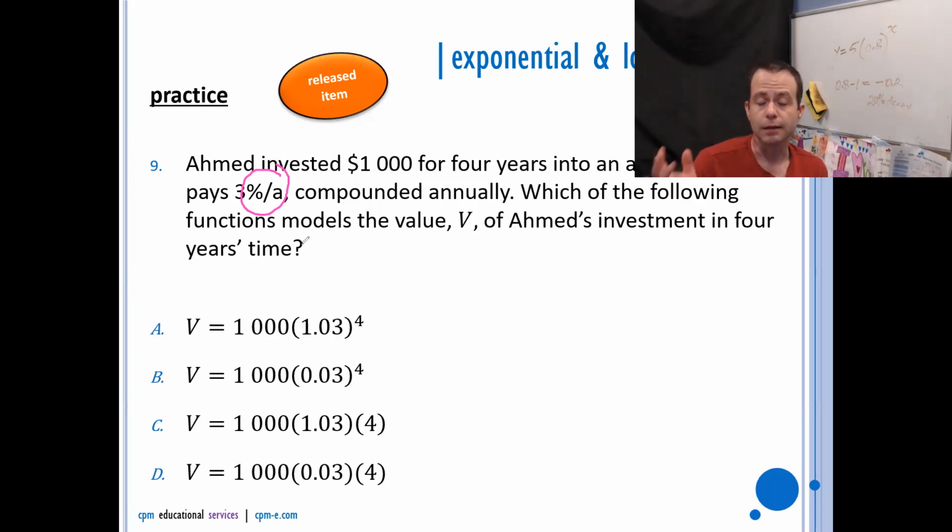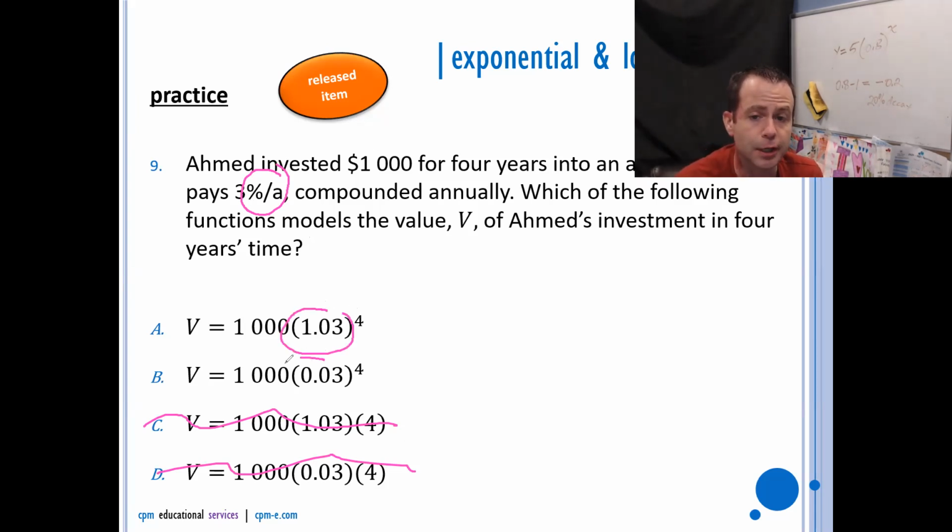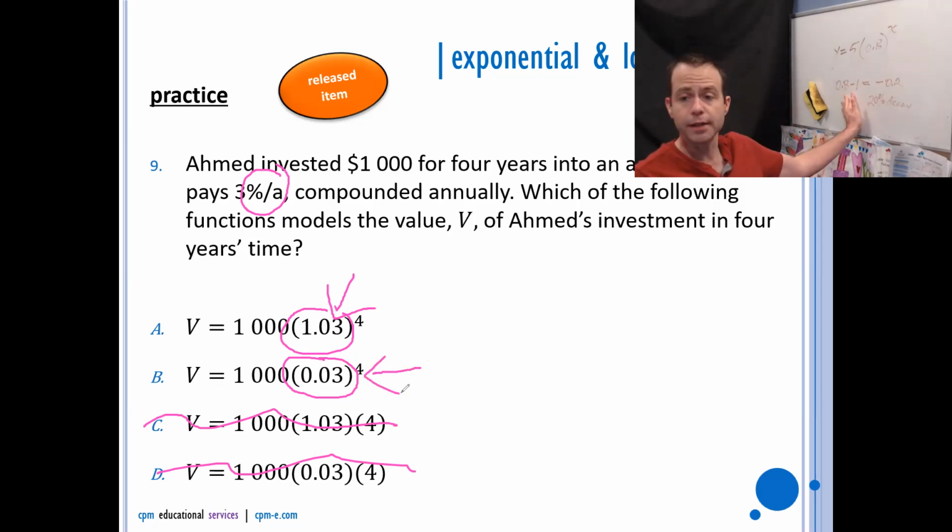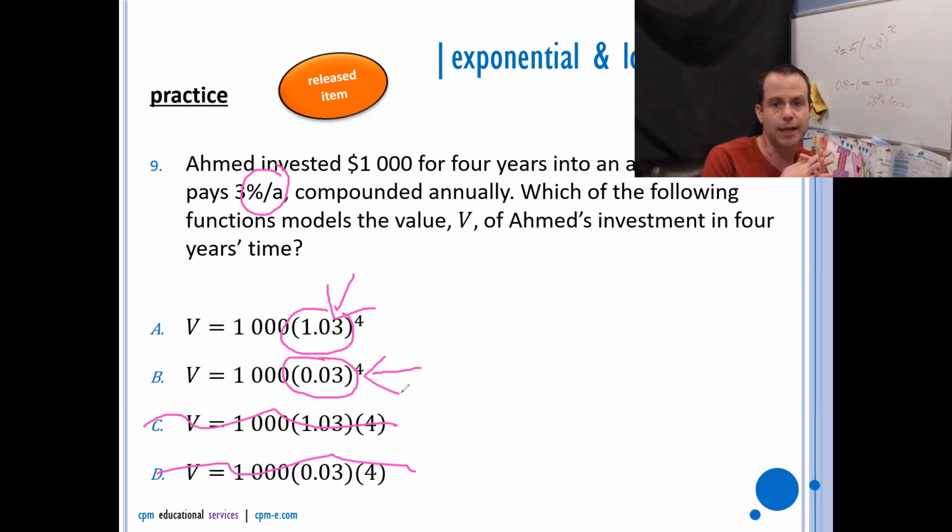Well, investments grow exponentially. So right away, I would want you pretty comfortable to say C and D are not an option. So now I have to look at my rate of growth. Which one of these is actually going to grow by 3%? Remember, it's this one that will grow by 3% because it's greater than 1. This one, if you follow this B minus 1 concept, is an investment that's shrinking by 97% every year. That is not an investment you want to invest in. So the answer would be A.